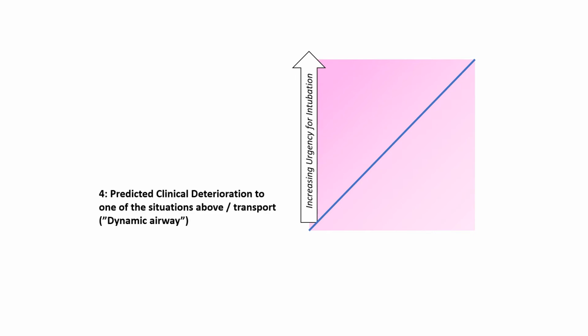Then I wanted to talk about this really important graph from the Amy book by Kovac. So when we stand in an emergency department and we are considering whether we should intubate or not, there are certain situations or indications for this. One of them is a predicted clinical deterioration to one of the situations that we will mention above here, or it can be that we have to transport a patient.